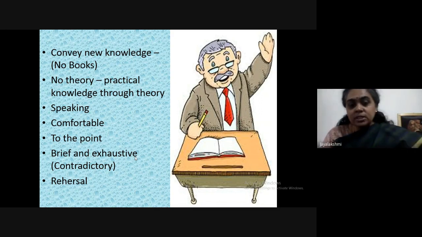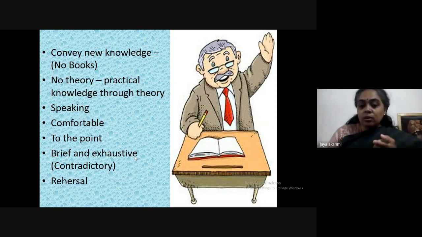Like, take my example of the second one. I've said no theory, practical knowledge through theory. Now, everybody will be confused and ask, what is that? Convey new knowledge. Anybody can ask me what. There I need to be exhaustive. But speaking, comfortable, all those places I don't have to be exhaustive. The word says enough. When I say you need to speak well, everybody knows what it is. When you say you need to be comfortable because you are the presenter, everybody knows what it is. So there you can be brief. There it is necessary to be to the point, brief. There it is necessary to be very exhaustive.